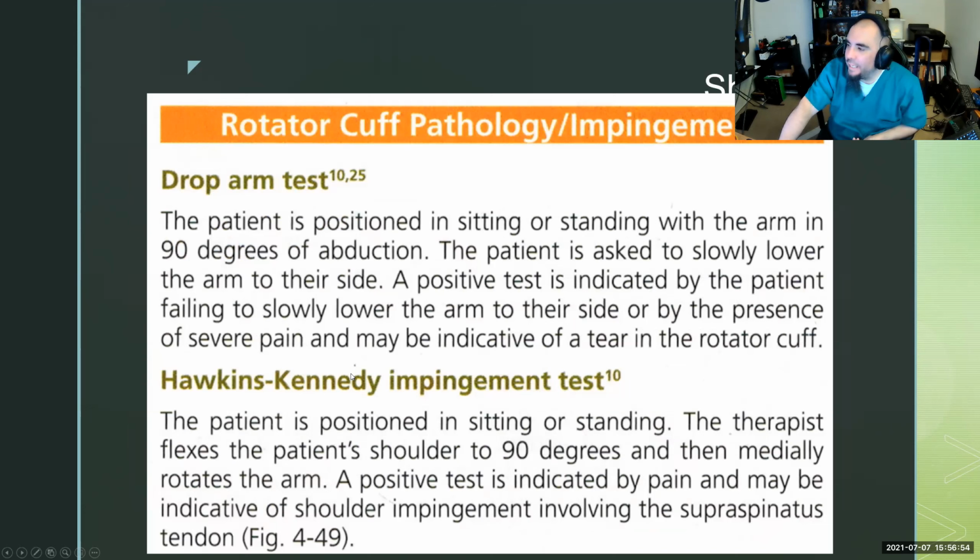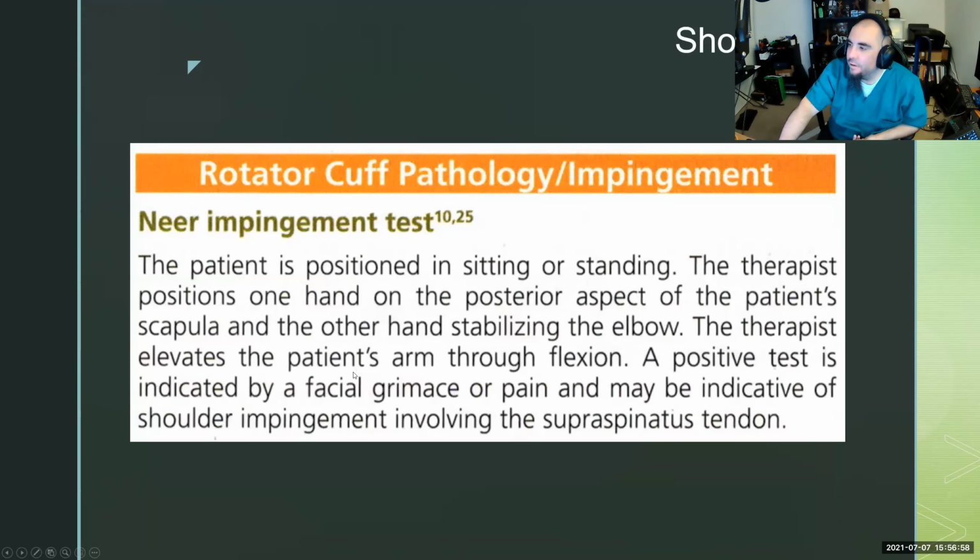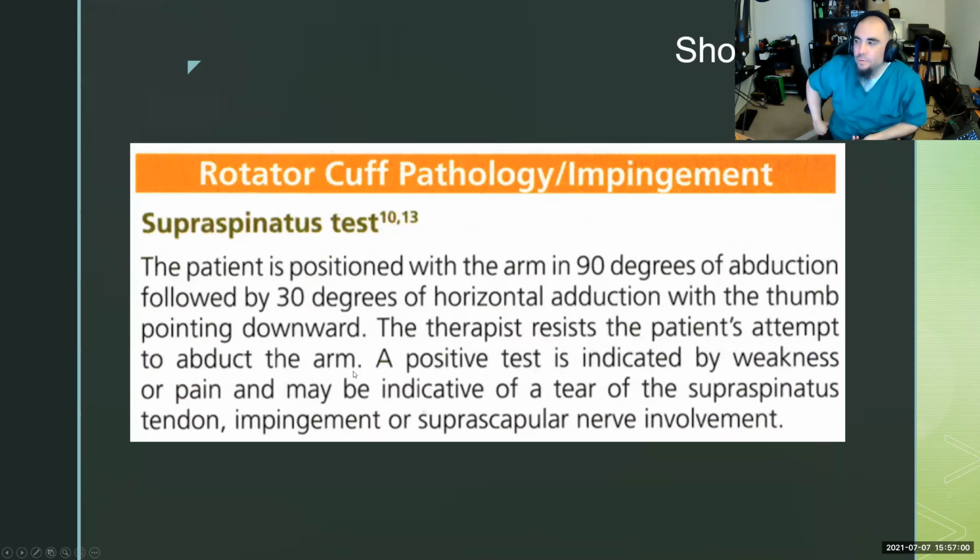Less common to encounter these, more common to encounter this test here, the supraspinatus or the empty can test. Patient's position with the arm in 90 degrees of abduction, followed by 30 degrees of horizontal adduction with the thumb pointing downward. The therapist then resists the patient abducting the arm, pulling it back up. We're testing pure supraspinatus at that point.